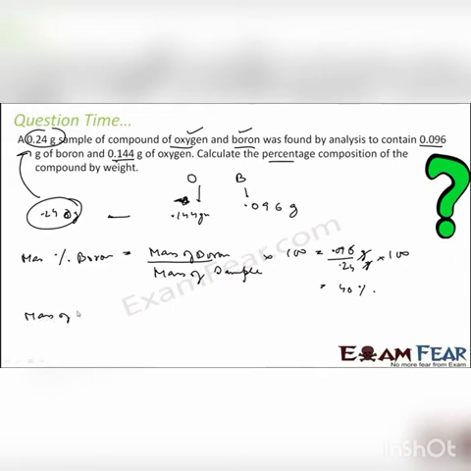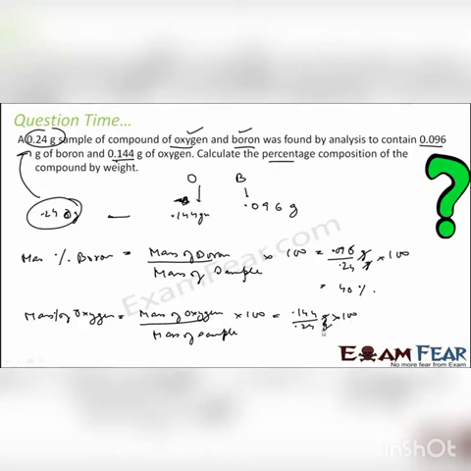Similarly, the mass percentage of oxygen is the mass of oxygen by the mass of sample, into 100. Mass of oxygen is 0.144 by 0.24 gram into 100. You solve it, you get 60%. Or directly you can say that the mass percentage of oxygen is 100 minus 40%. That is also one way, because there are only two elements in this.